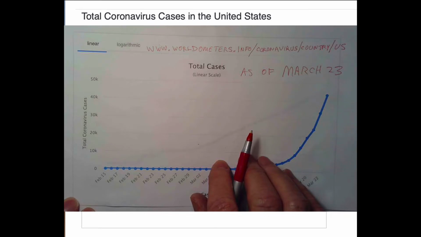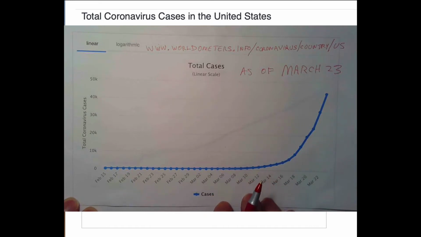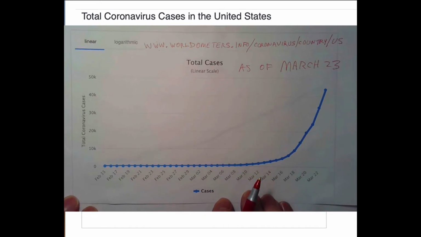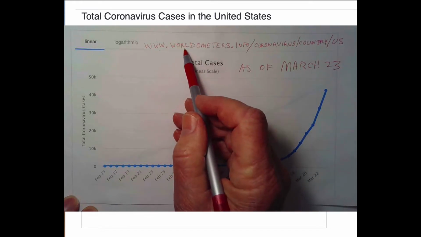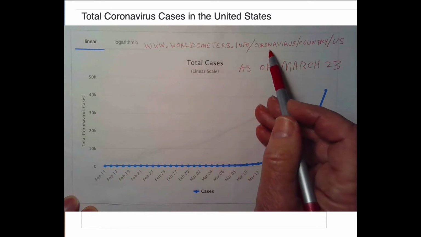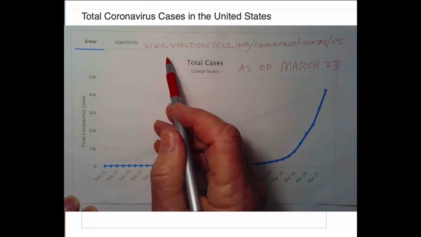Apexes? What's the plural of apexes? Apices? I don't know.